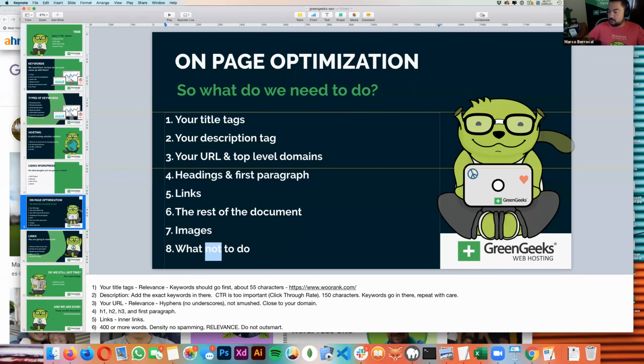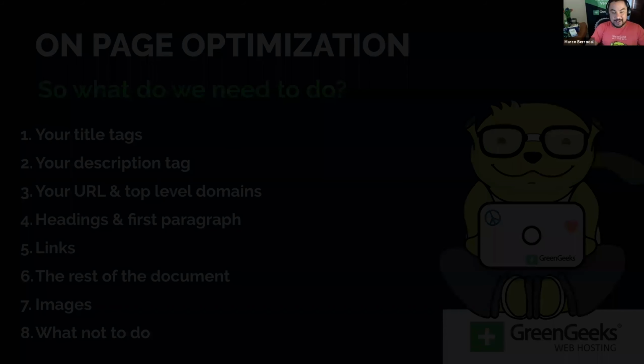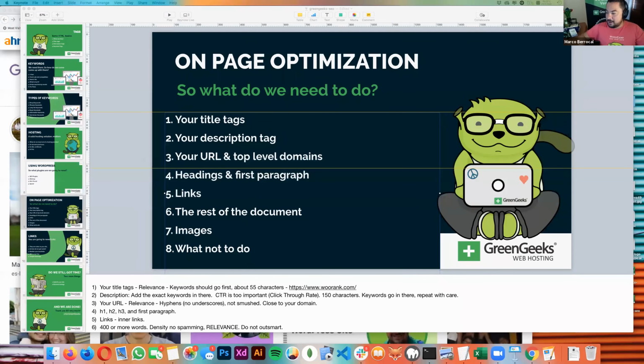Now, what not to do? Now, please, what not to do? Let's discuss that. So the first rule of thumb is don't spam. Don't stuff keywords in there. Don't think you can outsmart Google. Google has a lot of people working for them. They're very bright people. They are people that can think of any scenario that you can think of.